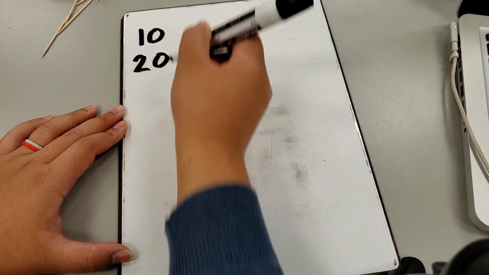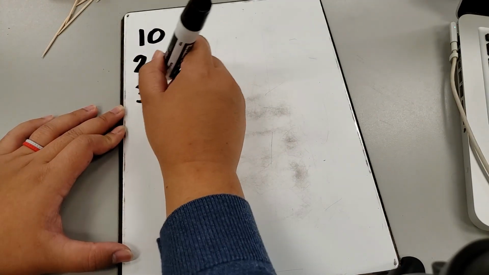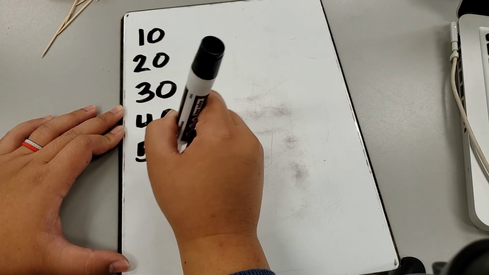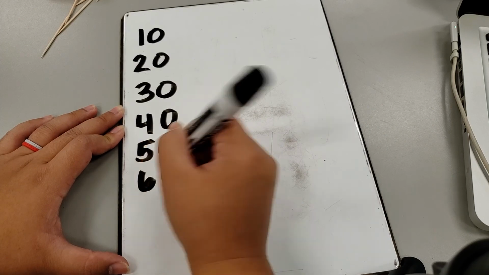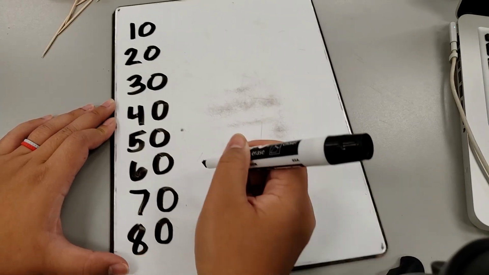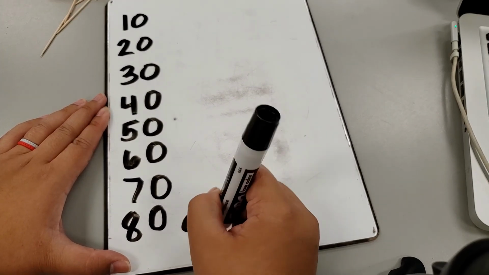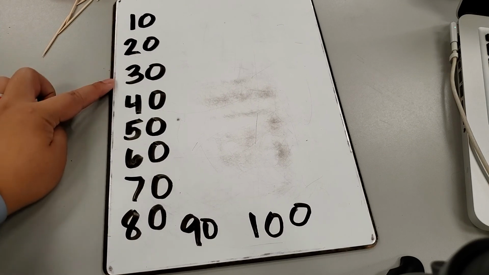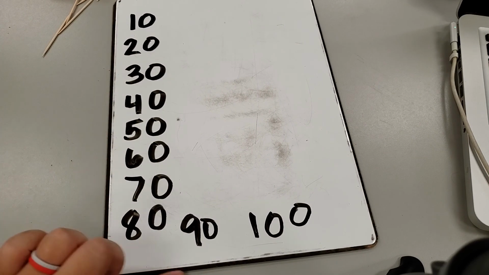20, 30, 40, 50. I know you're faster than Mrs. Grosby can write. 60, 70, 80, and I'm running out of room. 90, 100. Skip counting by tens.